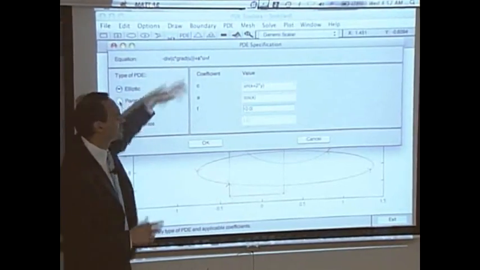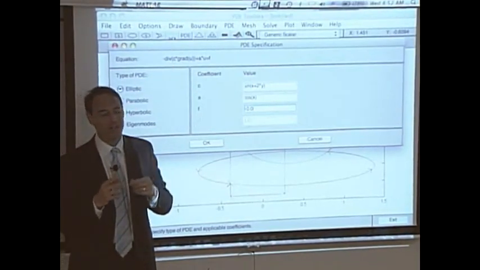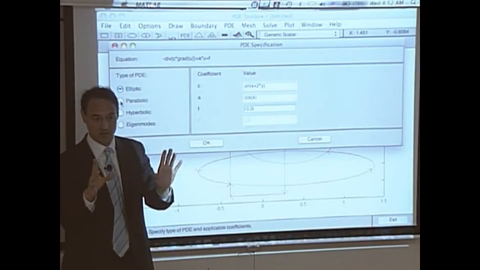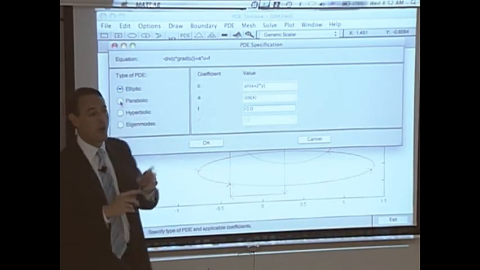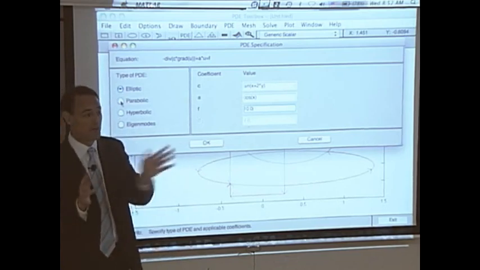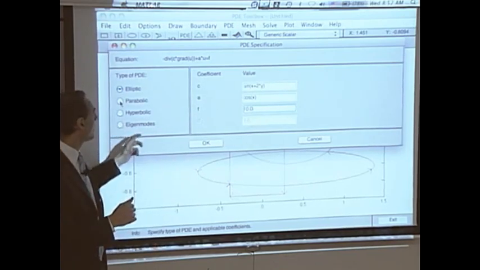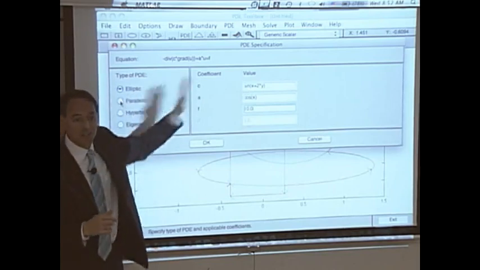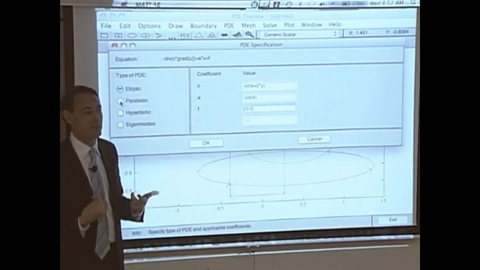Okay? So in other words, if C is constant, this becomes, in 1D, u_t equals u_xx, the heat equation. It's parabolic. Or u_tt equals u_xx for the hyperbolic, which is waves that travel left and right. And then if you go to eigenmodes, it's equal to lambda u, where you know what the lambdas are. So it's an eigenvalue problem.